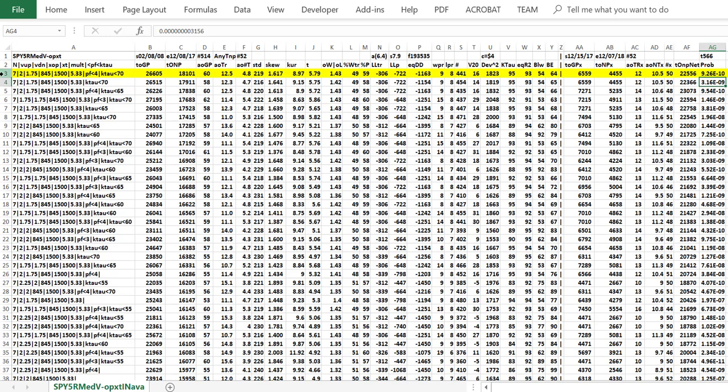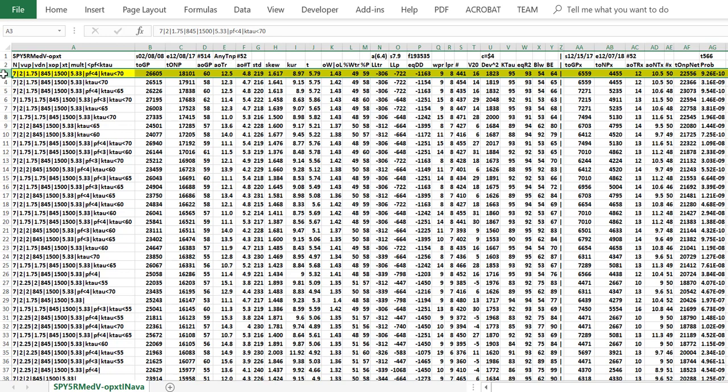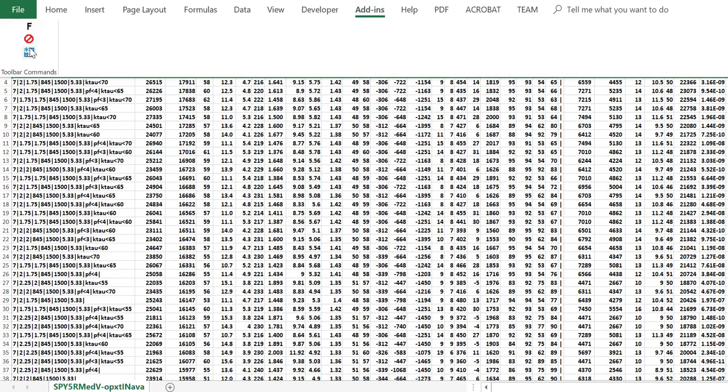So in order to see what this looked like, we just click on row 3, and then we would go to add-ins, and we would click on this little icon here, which is included in the package.